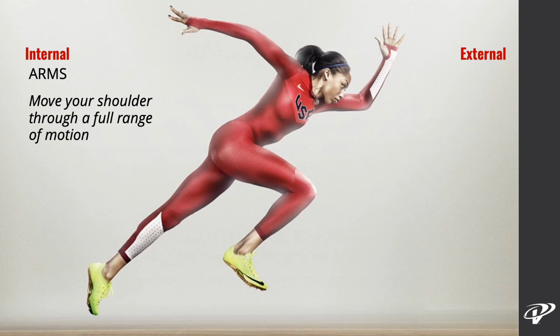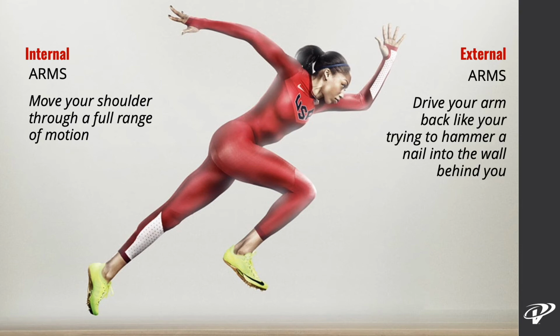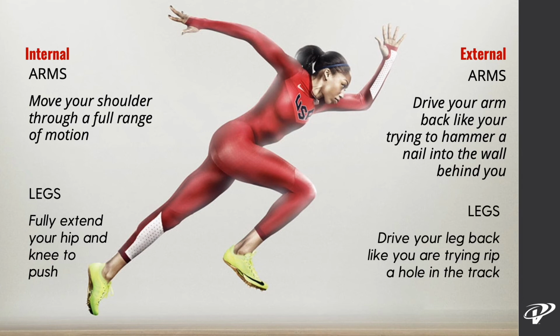Now, if we switch that to external, which has been shown to improve learning and retention better, then we might go with something more like drive your arm back like you're trying to drive a hammer into the wall behind you. Okay, that's going to start giving them, again, we're using an analogy, and now they understand the intent we want. They're going to know what to pay attention to as they do that drill. We can do the same examples for the legs, focusing on the hips and the knees and how to push. Or we can talk about the ground or the track and trying to rip it back. We're talking about outside of the body.